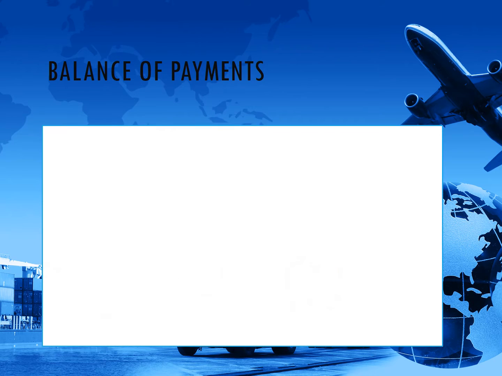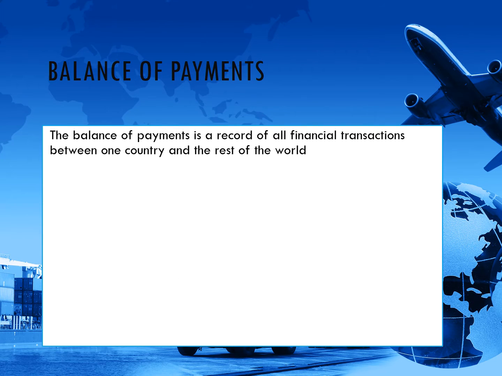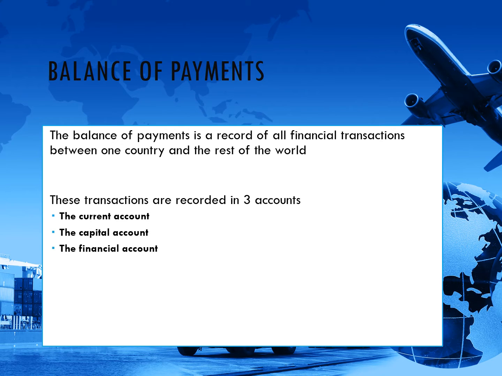So the balance of payments is a record of the financial transactions between one country and the rest of the world. And as I said before, it's summarized into three main accounts. We group all the transactions into the current account, the capital account, and the financial account. In theory, when you add the balances of these three accounts together, it should come to zero, and hence the balance of payments.